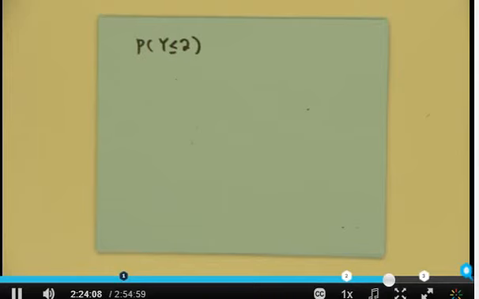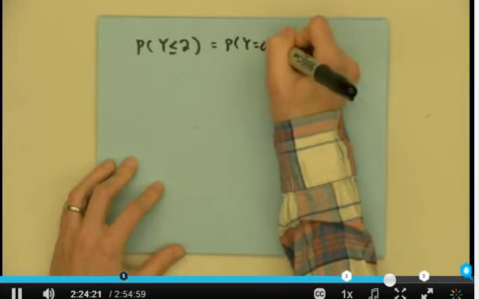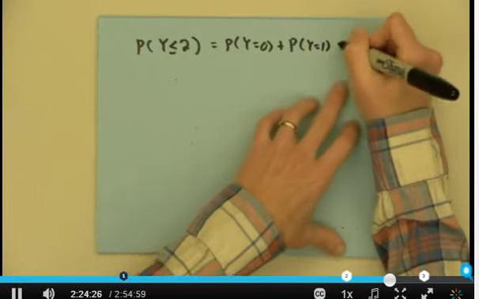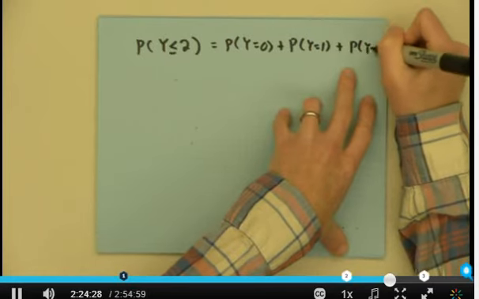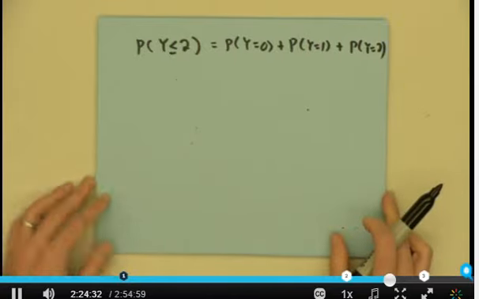If I want no more than 2 volts to be defective, that means I want my defective count to be at most 2. Could be 0, could be 1, could be 2. And in fact, that's the way we calculate it. We take the probability that Y equals 0, add to that the probability that Y equals 1, and add to that the probability that Y equals 2. And those 3 cases together cover everything.